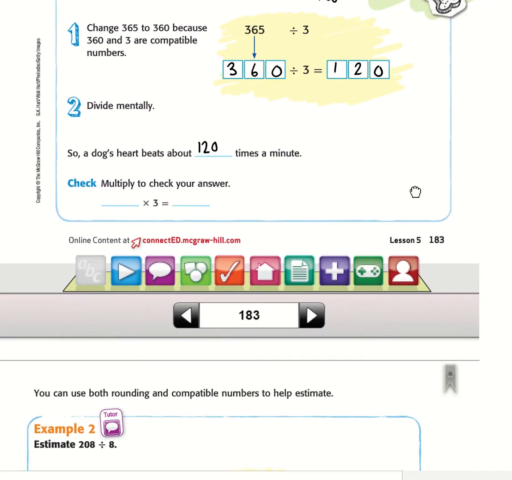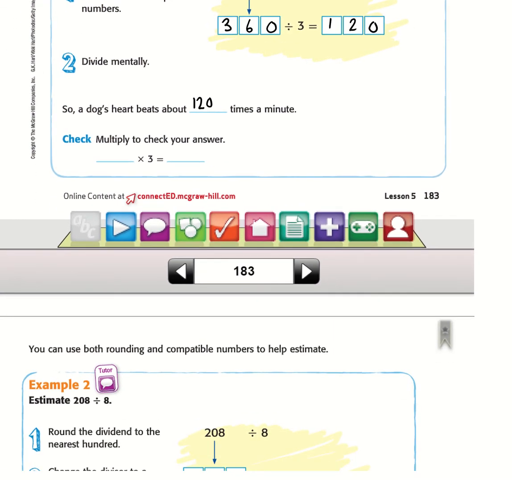This is check. Multiply to check your answer. So we have 120 times 3 equals 360. So our answer checks out. So we are good.